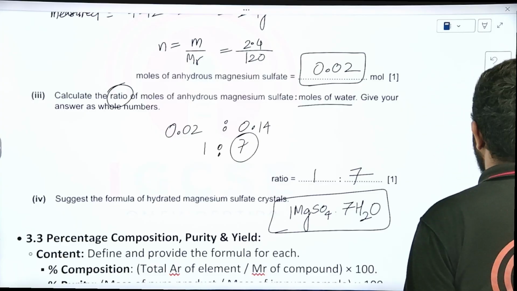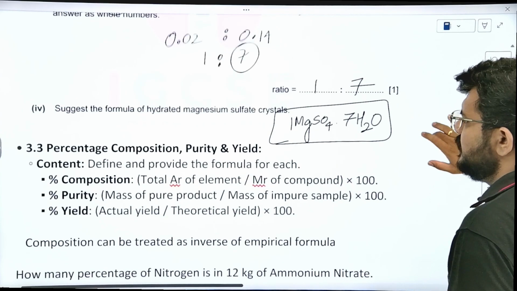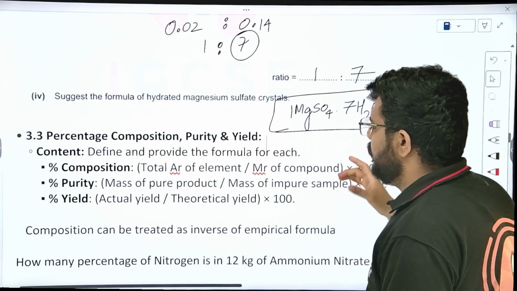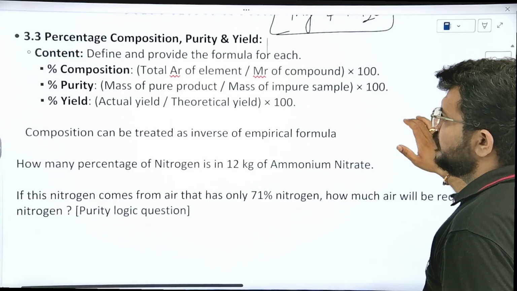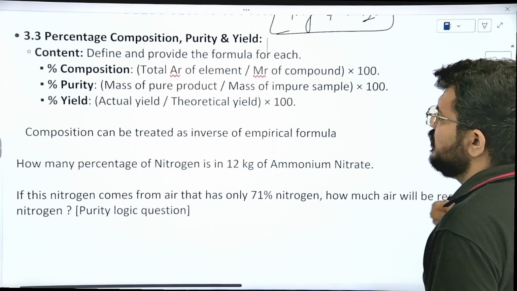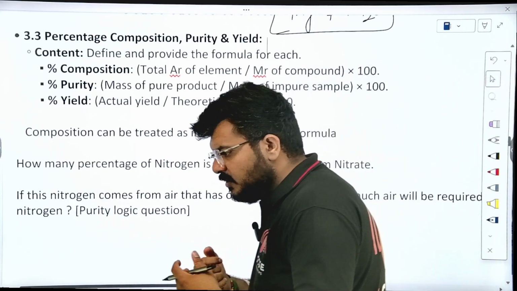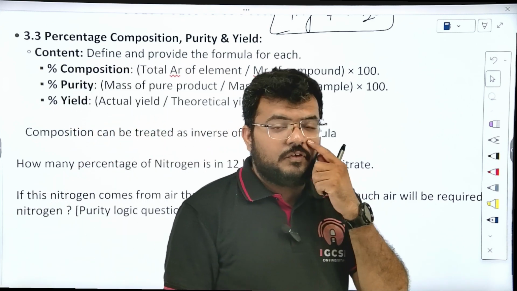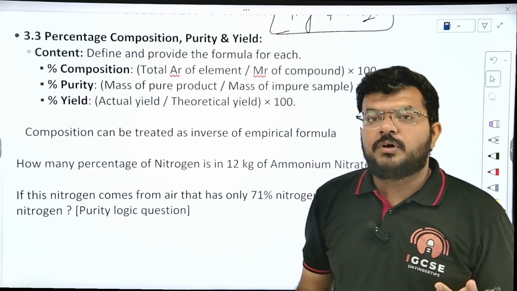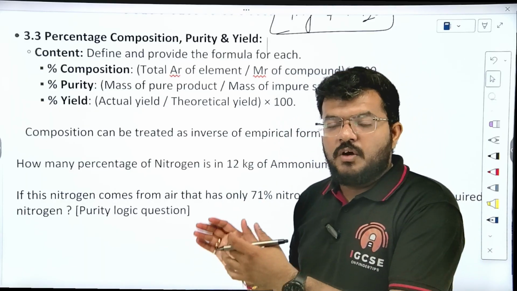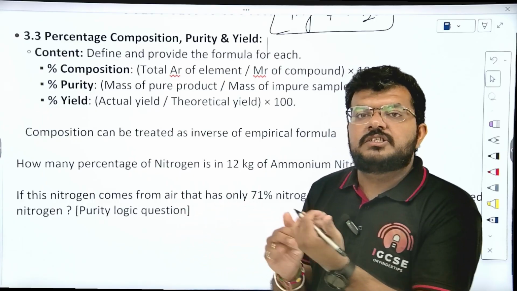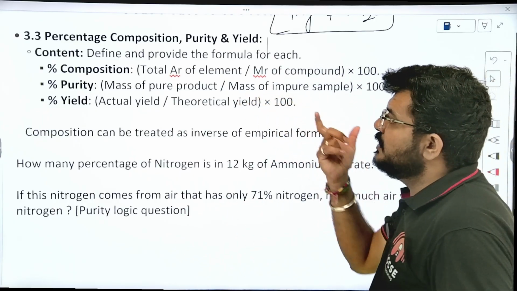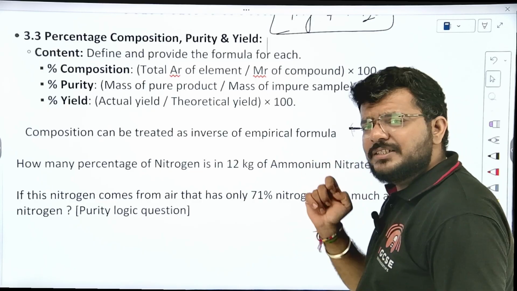Now, in the next part of this discussion, I hope this is clear, guys. There can be a lot of questions, but they are just variations of this one type of question. Right? Now, percentage composition, purity and yield. In percentage composition, we can consider it to be the inverse of empirical formula. In empirical formula, I found the ratio of the moles and then suggested a formula. But I can simply find the percentage composition using a very simple question.